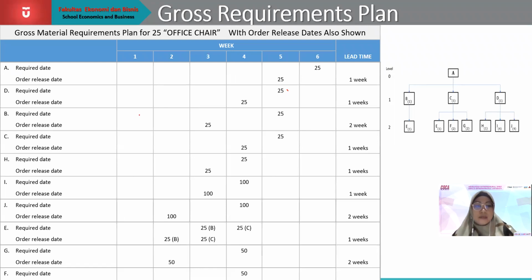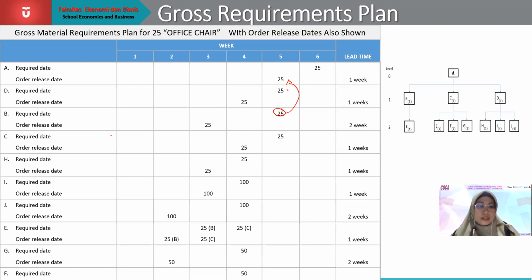And look at component B. Look at the product structures. Since component B is used to make component A, without components B, C, D, component A cannot be produced. So component B must be finished in week 5, because we need component B to produce component A. Because the lead time is 2 weeks, component B must start to produce in week 3.